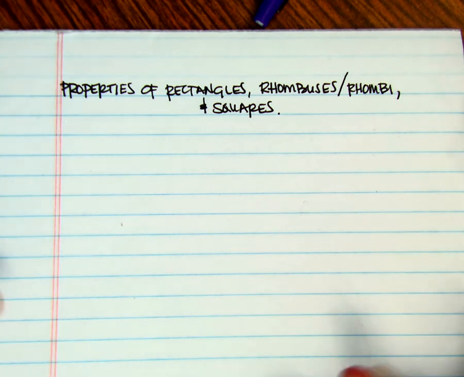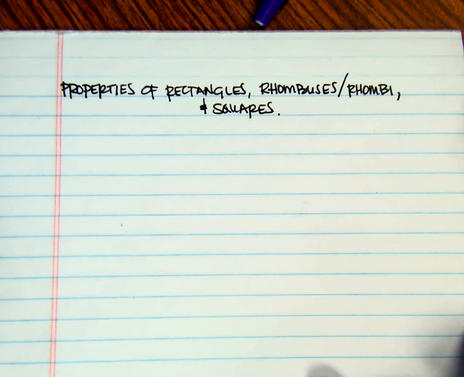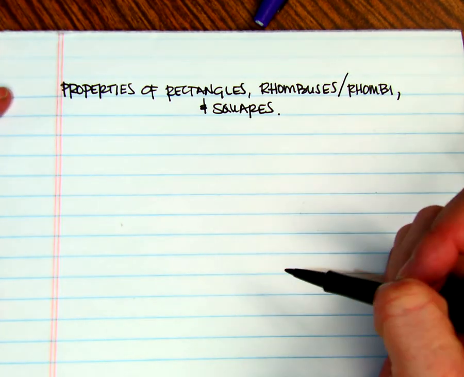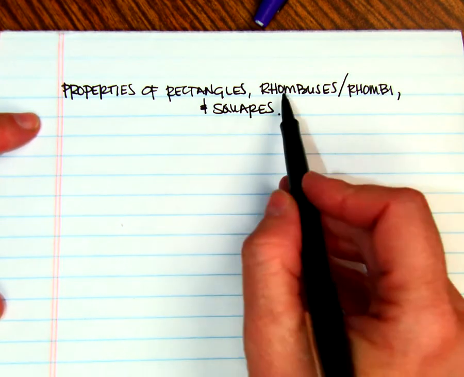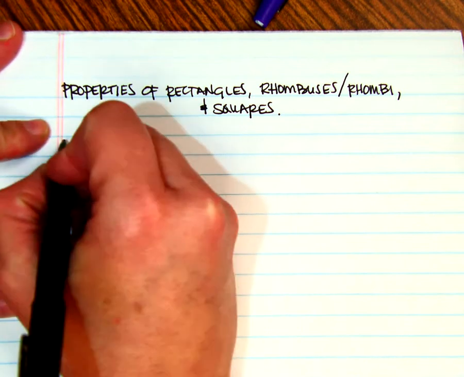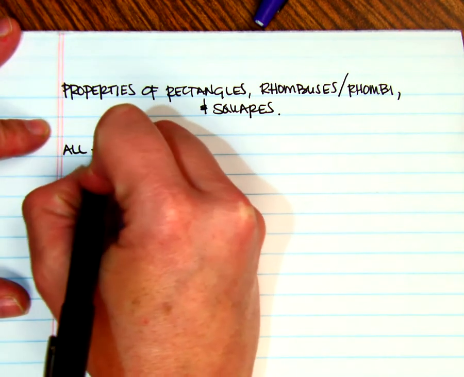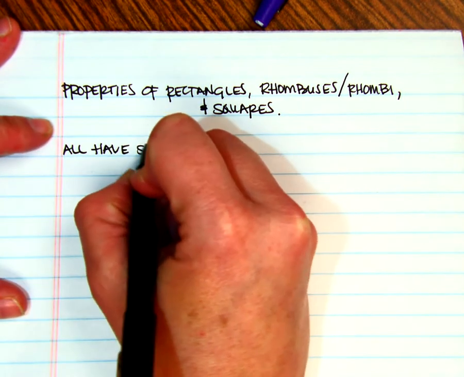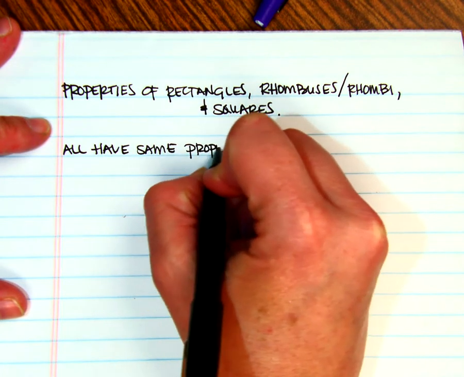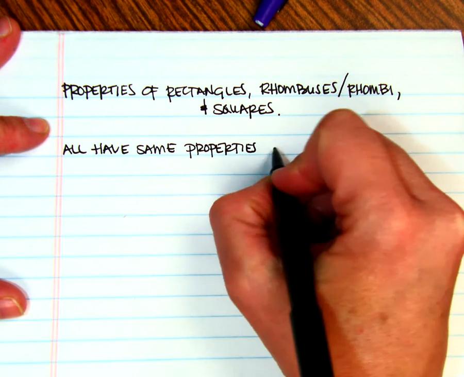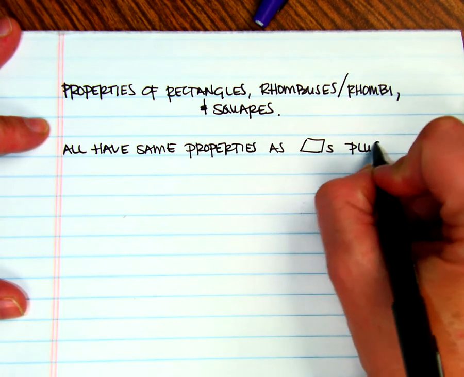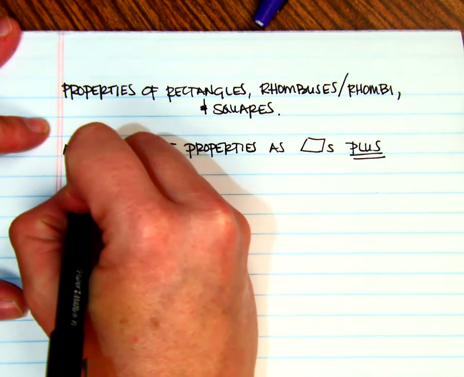Okay, so today we are going to talk about properties of rectangles, rhombuses. Usually they're called rhombi. This book calls it rhombuses, and squares. These are all special parallelograms. So because they are classified as parallelograms, all of these have the same properties as parallelograms plus other special ones.